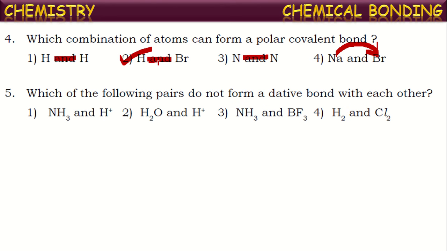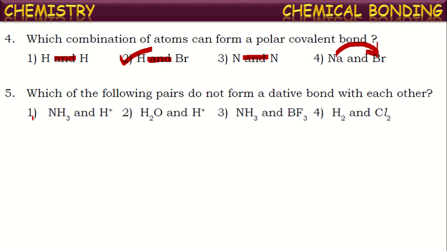Next one. Which of the following pairs do not form a dative bond with each other? What is the condition for a dative bond to be formed? One atom or molecule should contain a lone pair of electrons on its central atom. At the same time, the other atom or molecule should have a vacant orbital to get an octet. When those two combine, the atom with the lone pair of electrons can donate to the other atom for sharing. Thus, they result in the formation of a dative bond.